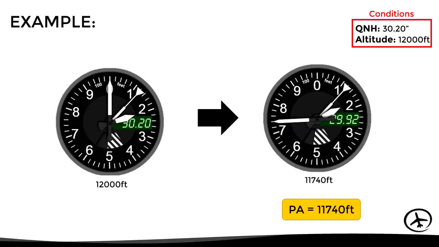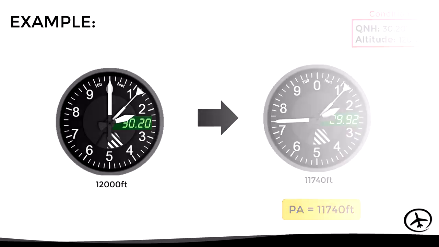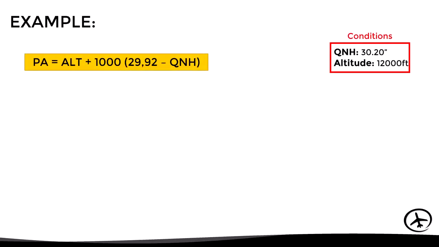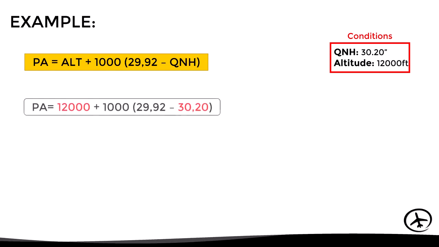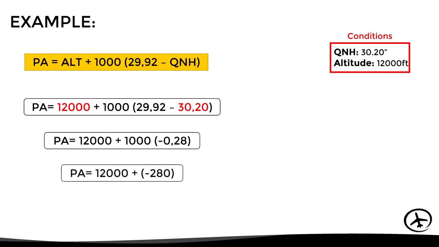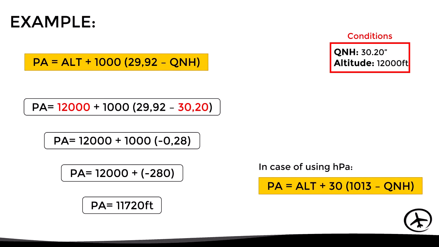Finally, let's see how to use the approximate formula using the same conditions. Here, we just have to replace the indicated altitude and the QNH in the formula and do the math. Obtaining a pressure altitude of 11,720 feet. It is important to mention that this formula is applicable only when using inches of mercury. If the QNH is expressed in hectopascals, we can use this other modified formula.